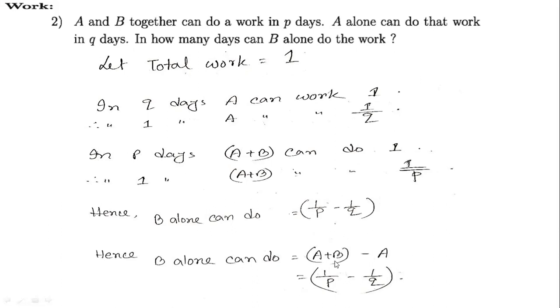And B can do actually A plus B minus A, and this is how it comes to 1 by P minus 1 by Q. You need not write this part if you can understand it.